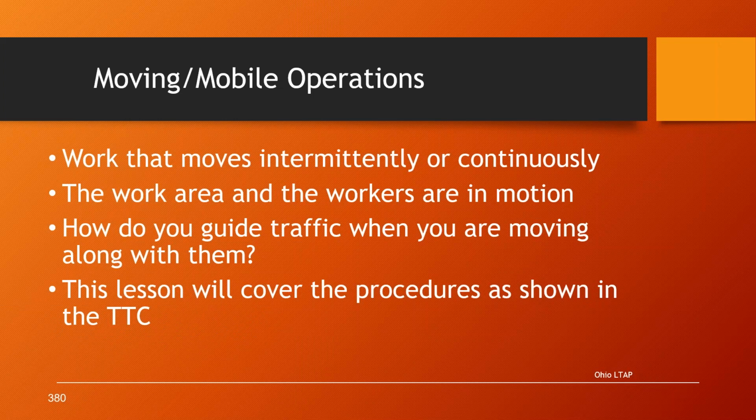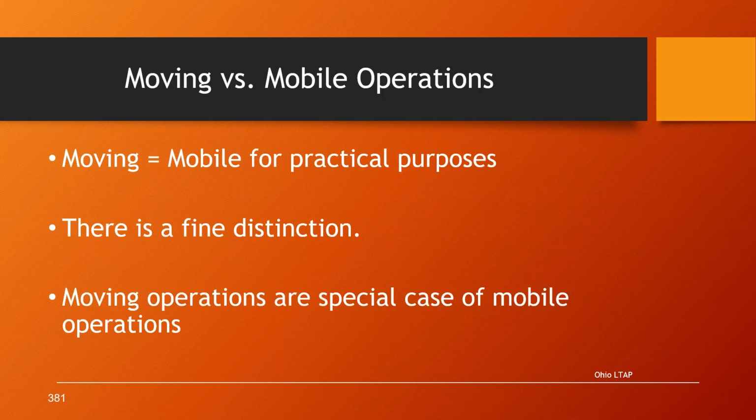So when we talk about moving and mobile operations, we're talking about work that moves intermittently or continuously. Like patching potholes would be intermittent, and pavement marking striping would be continuous. So the work area and the workers are in motion. So we need to think about, how do we guide traffic when we are moving along with them, though we're moving at a slower speed. So that's what we're going to cover in this section.